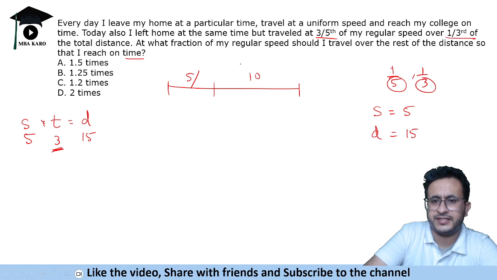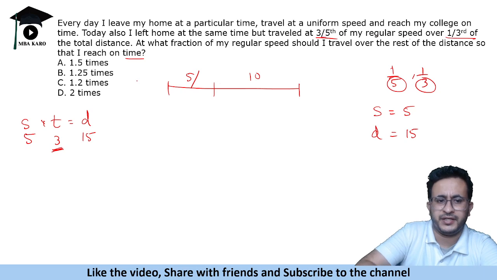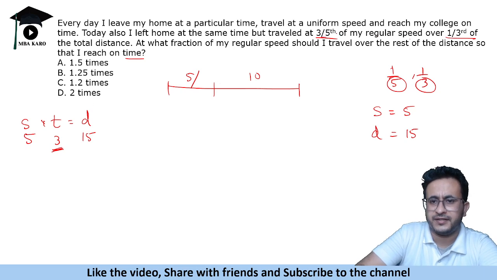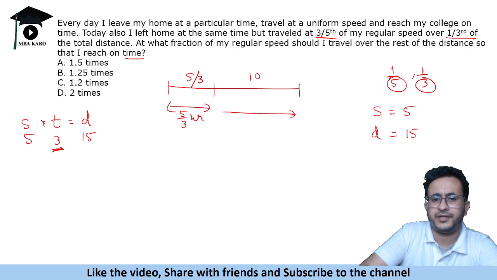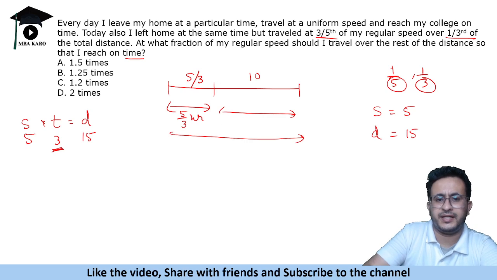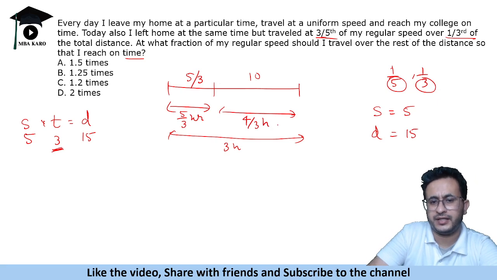How much speed does he have? 3/5 of the regular speed. Regular speed is 5 and 3/5 of it is 5 by 3. So from here till here he will take 5 by 3 hours. Now the total is given as 3 hours, right? Normal time is 3 hours. So he would take 4 by 3 hours to cover this, so that total is 3 hours.